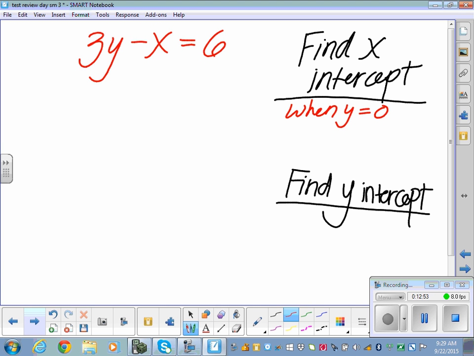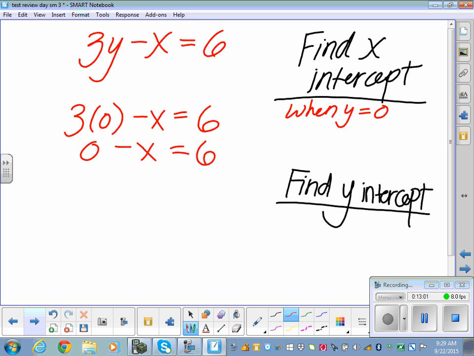So plug in 0 for y. So we'll have 3 times 0 minus x is equal to 6. So we have 0 minus x is equal to 6. Now solve for x. 0's gone. We have negative x is equal to 6. Solve for x. Divide both sides by -1. So x is equal to -6. The x-intercept is when x is equal to -6. So you write x is equal to -6.